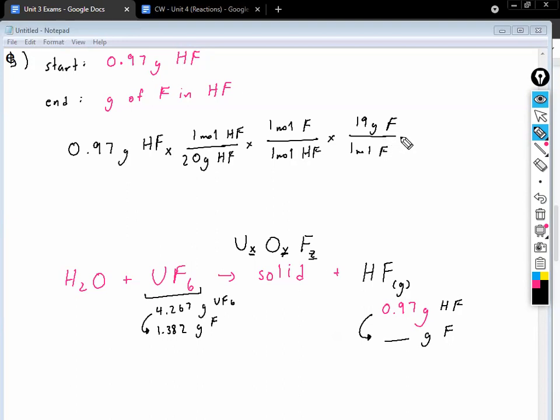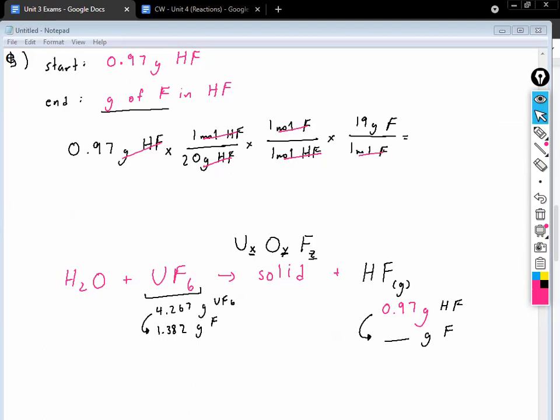Alrighty, guys. If you're finishing it up, feel free to do so, but I just want to go over how I set up this stoich problem. 0.97 grams of HF is what we started with. We're trying to find the grams of fluorine inside of that. So we want to get rid of grams of HF, so we put it on the bottom, and then we use the molar mass to cancel out grams of HF. That gives us moles of HF, but I don't care about HF right now. I want to find how many grams of F there are. If you take a look at HF, there's only one F inside of HF, so they cancel out. So I have moles of F, and after that, very simple, we can just set up the molar mass for fluorine, and that'll give me 19 grams of fluorine.